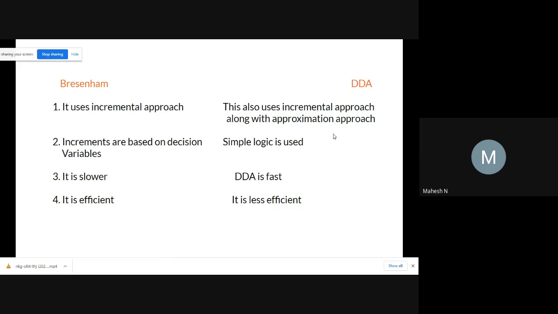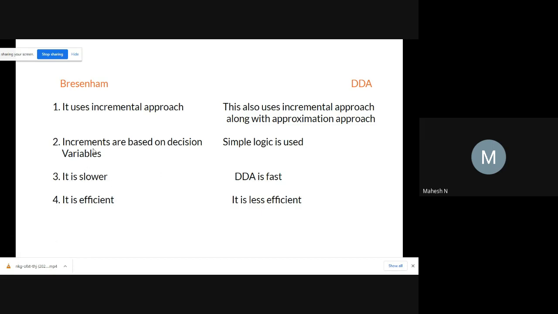Okay, right? Increments, so integer increments, right? So DDA, this also used incremental approach. Along with that, it also used approximation approach, it rounds off, right? So that was the disadvantage of DDA. Right? It does incremental approach, along with that it does approximation. Okay, right? So this was the disadvantage of DDA, right? So here increments were based on decision variables. There we use simple logic to do increments, right? So hence this Bresenham's line drawing is slower and DDA is faster.